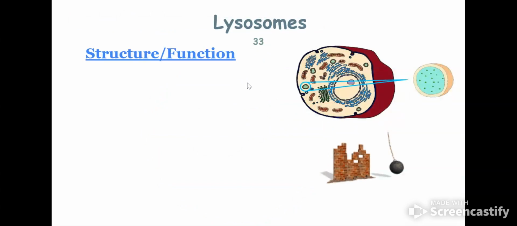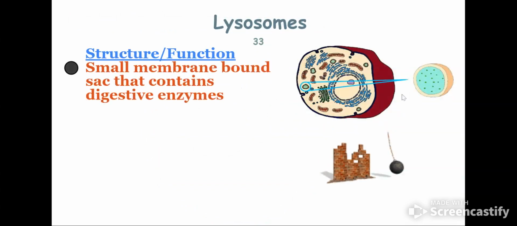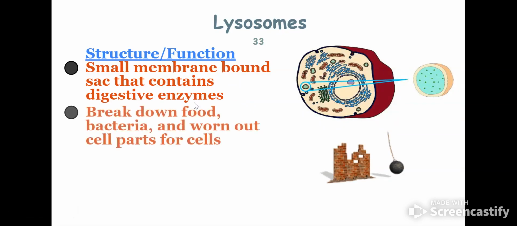Lysosomes. These are small membrane-bound sacs, and they contain digestive enzymes. Remember, enzymes help break things down. That's what we're digesting here. And they can break down food, they can break down bacteria, and they can even break down worn parts of cells. So if you don't need a particular part anymore, then it will digest it.